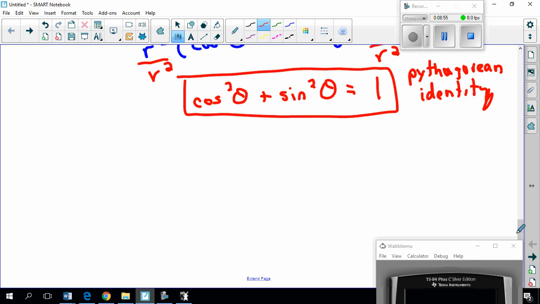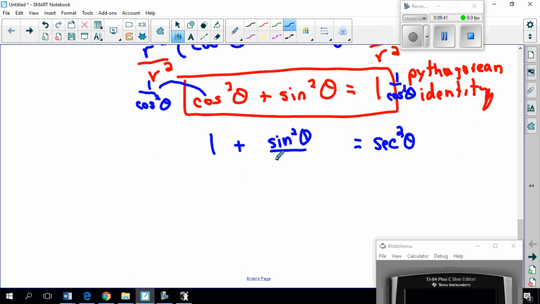Now we can basically use a little bit of trickery and what we know to get 2 more. So what we're going to do is multiply this side by 1 over cosine squared, and we're going to multiply this side by 1 over cosine squared. The 1 over cosine is secant, and you got a 1 over cos, so you get a secant squared. Now, cosine squared and 1 over cosine squared is 1 plus sine squared theta over cosine squared theta.